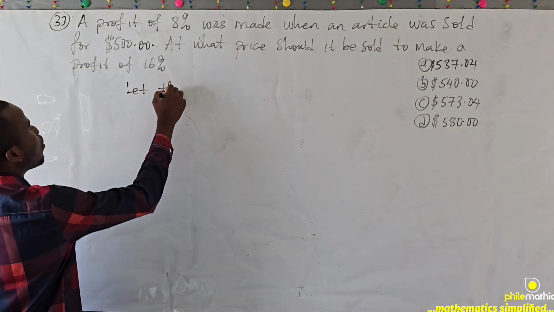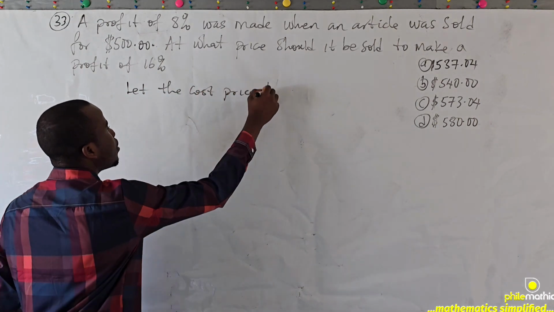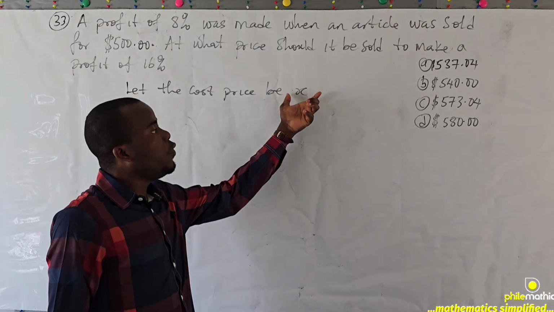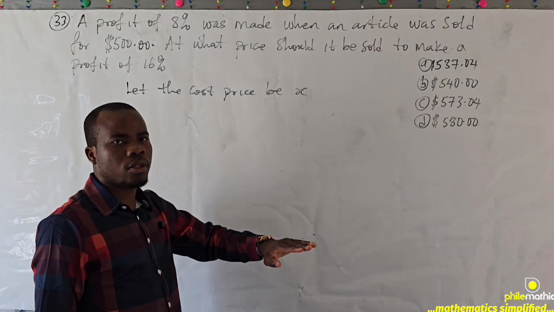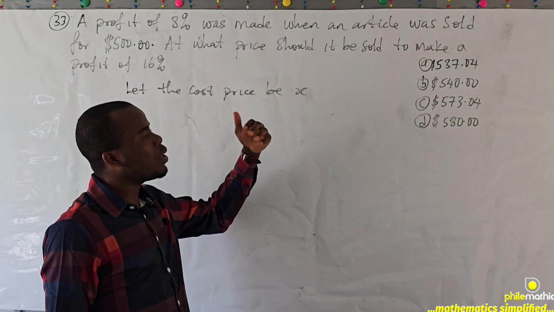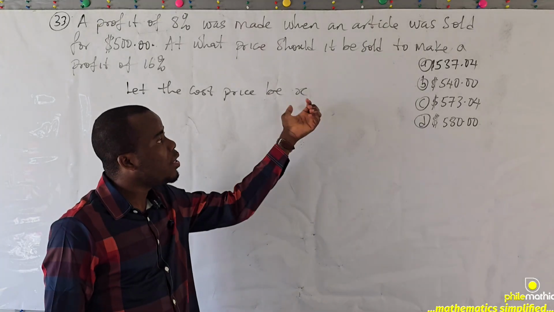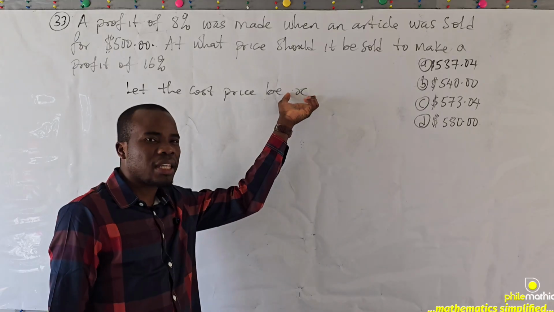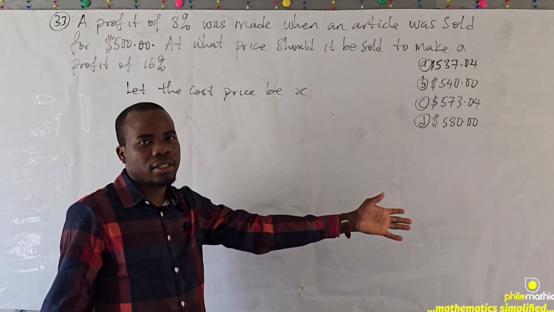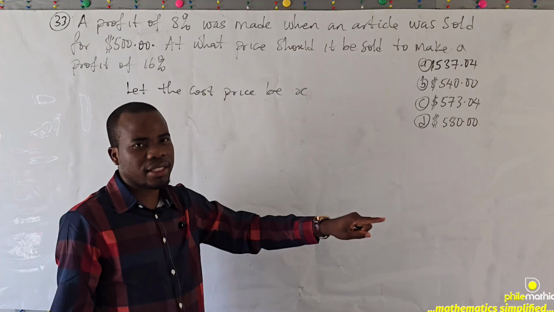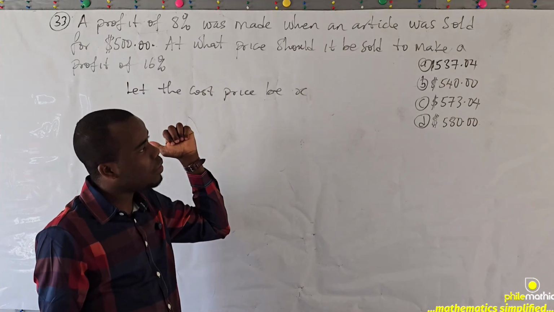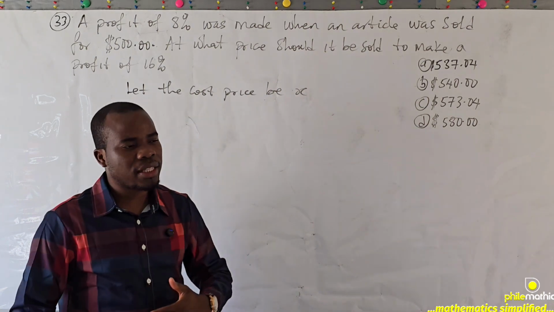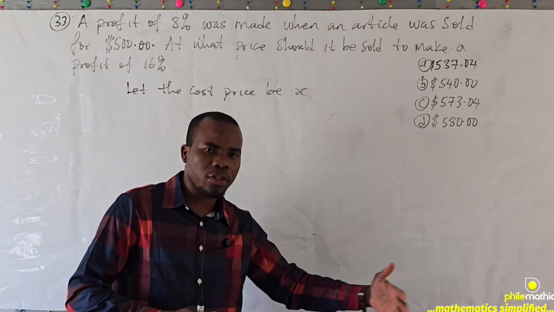So let the cost price be X. One thing about percentage is we view the cost price as 100%. So if you want to get a selling price and you made a profit of 10%, the selling price is simply 110% of your cost price. That gives you your selling price. If you made a loss of 5%, the selling price will be 95% of your cost price. So this is how we add and subtract to get the selling price, depending on whether you made profit or loss.